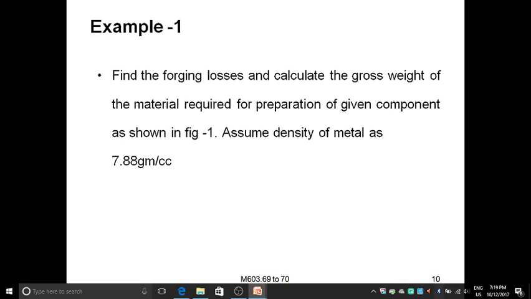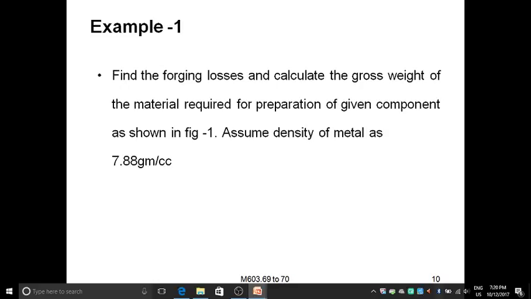So let us start with an example. It is a simple example, and I think it is going to consider all the losses: scale losses, flash losses, sprue losses, stronghold losses. Go through this problem: find the forging losses and calculate the gross weight of the material required for preparation of the given component as shown in the figure.